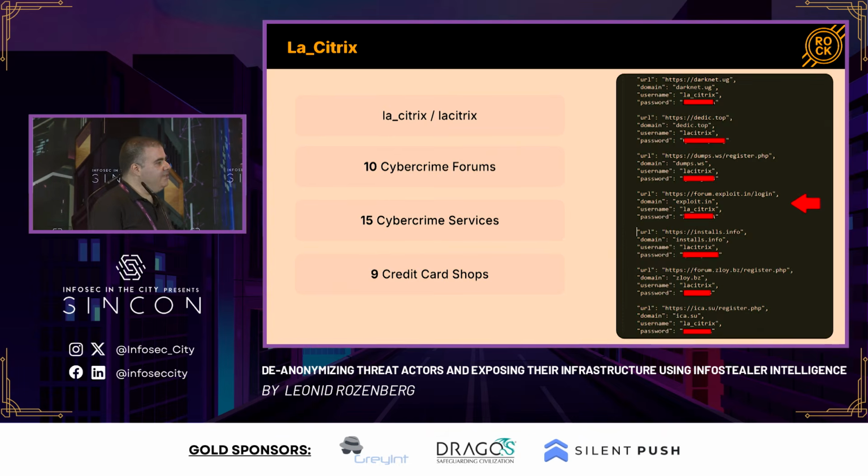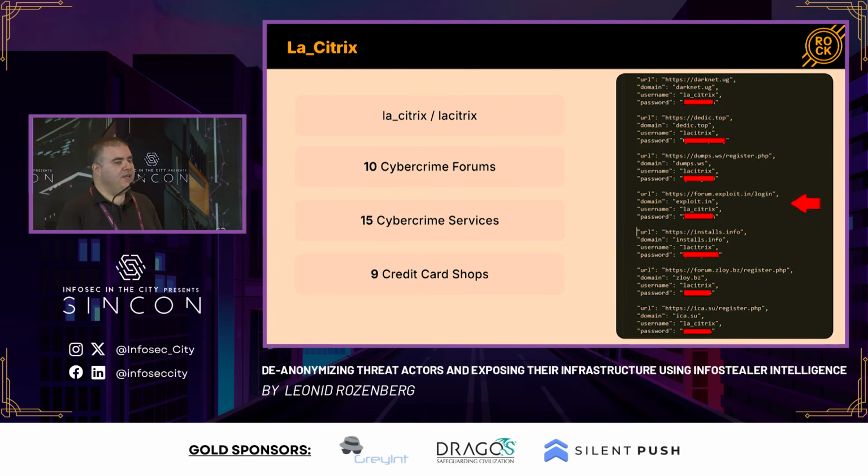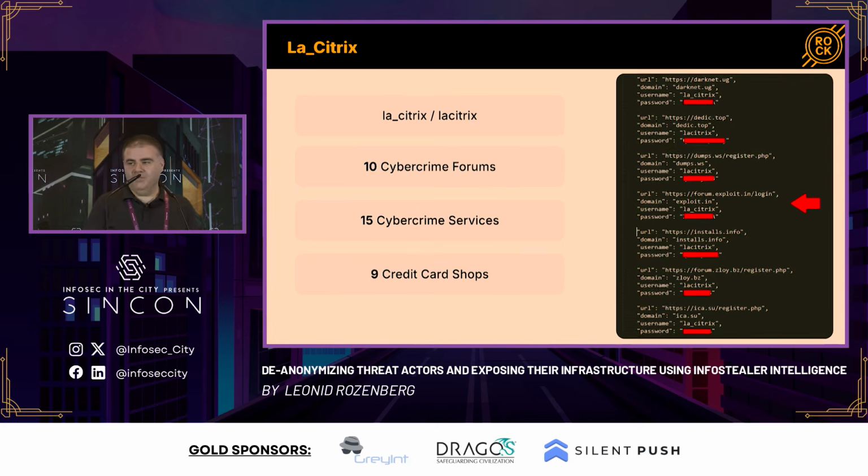Then we also managed to understand that he's using 15 different kinds of cybercrime services to support his malicious activity. For example, dedic.top, a place where you can buy servers for shady activity. Places like installs.info, where you can rent services to spread the malware, and much more.